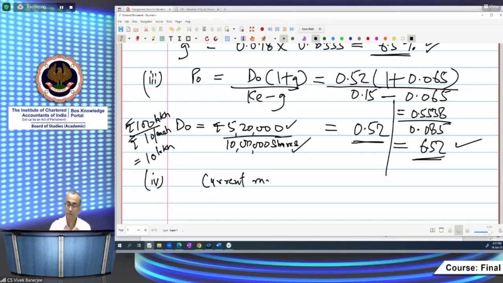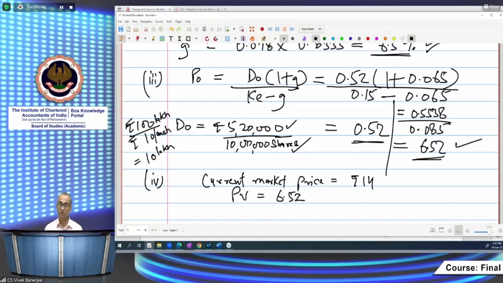Current market price is equal to 14. And the present value is 6.5. So what will be your decision as an investor?